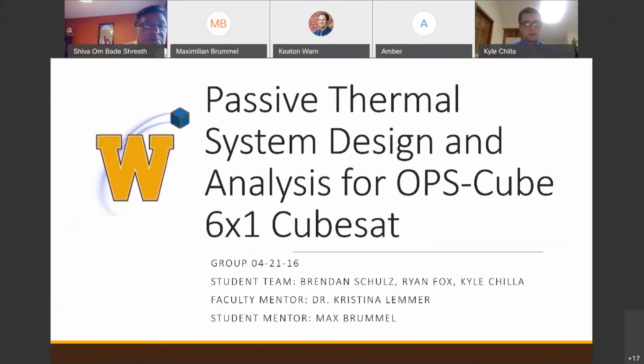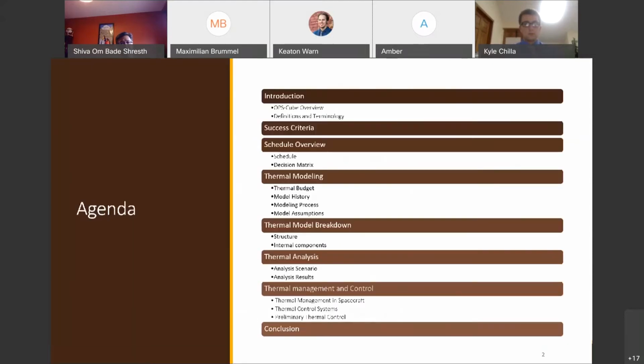Hi everyone, we are group 16 and the project is the passive thermal system design and analysis for OptCube 6x1 CubeSat. I am Kyle Chilla. My partners are Brendan Schulz and Ryan Fox. Our faculty mentor is Dr. Christina Lemmer and our student mentor is Max Bruel.